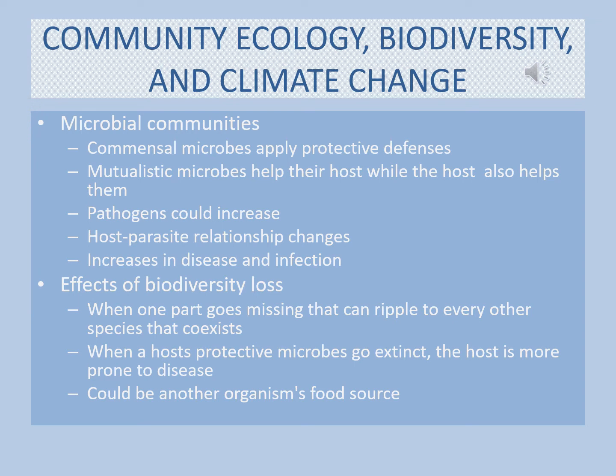Because everything in a community works like a machine, every part is necessary to keep homeostasis. When one part goes missing, that can ripple through every other species that coexists. For example, when a host's protective microbes go extinct, the host is more prone to disease, which could eventually kill the host, which could also be another organism's food source.